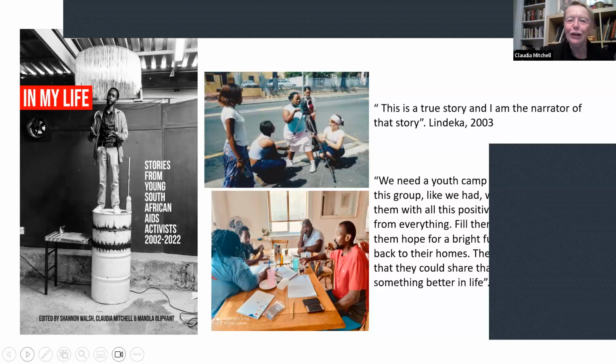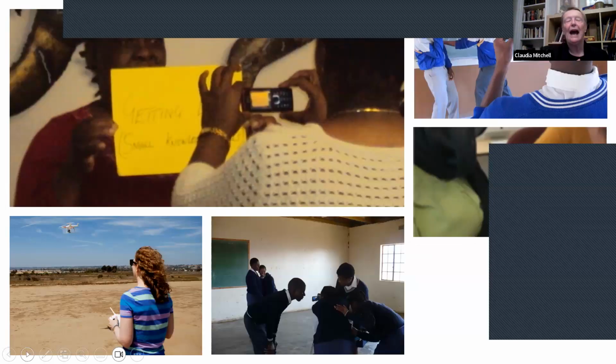So if you want to take a look at where Matthew went from being 15, certainly the idea of this is a true story and I am the narrator of that story is very critical. So over to the next slide is to really think about how we get at those true stories and how we get at that narration.